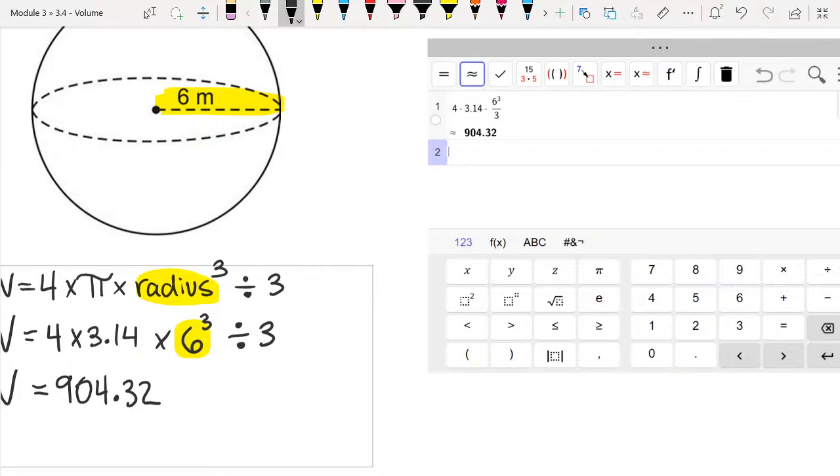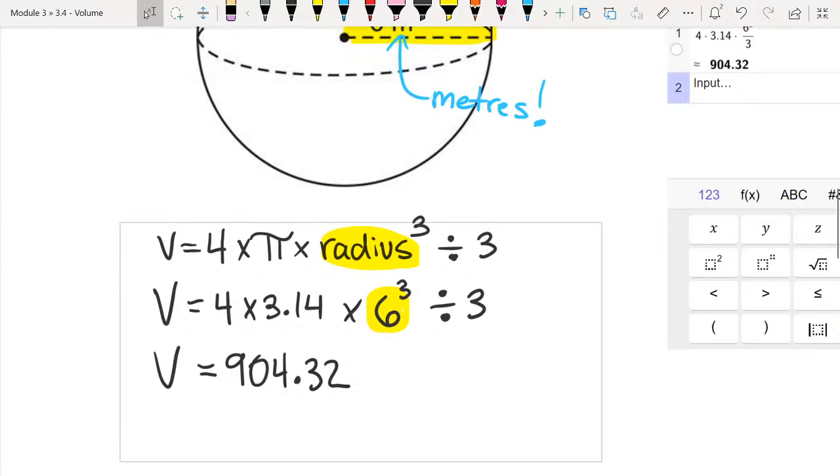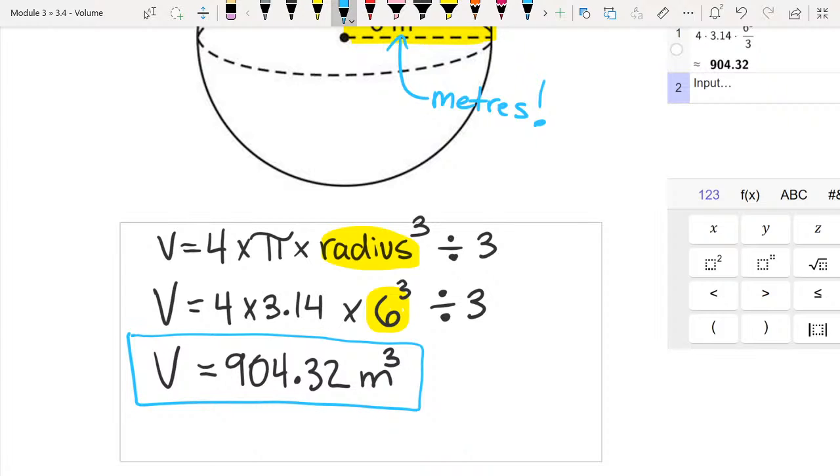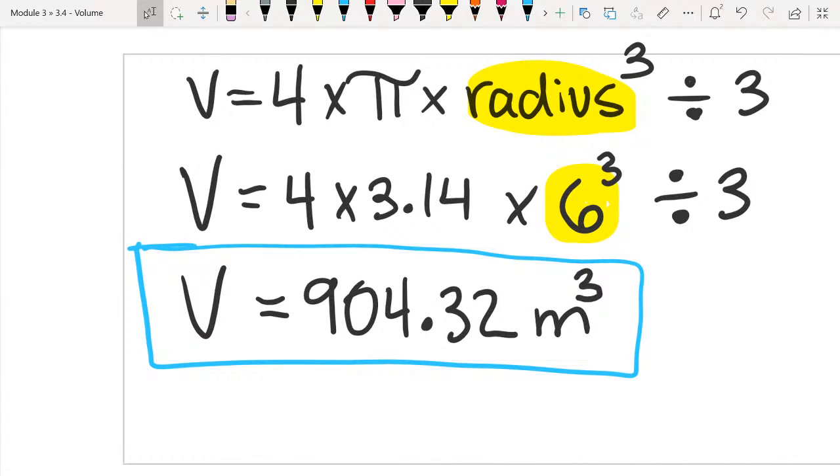Just like that. Now, the other thing, of course, is that the radius of this sphere was measured in meters. And what we have just found is the volume. Volume is a 3-dimensional measurement. So our unit is going to be meters for this, but it's going to be meters cubed because we are measuring in 3D how much space this sphere holds. And that's what we call the volume. And the answer, 904.32.